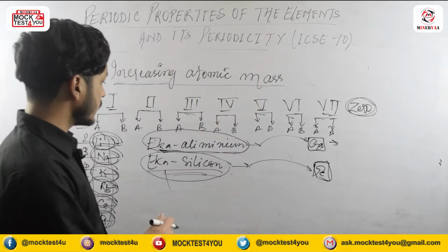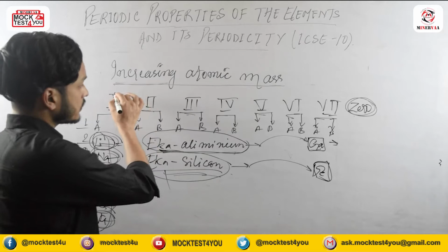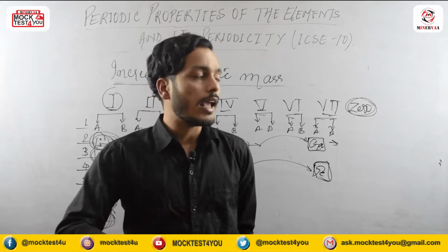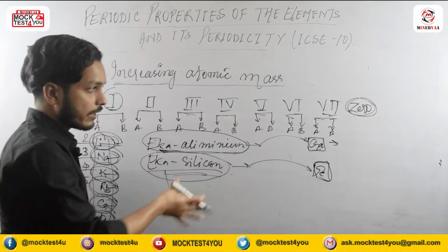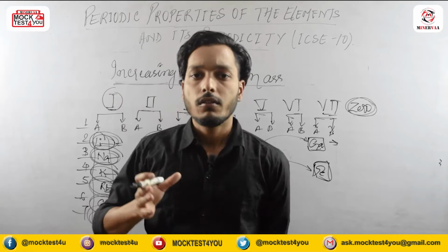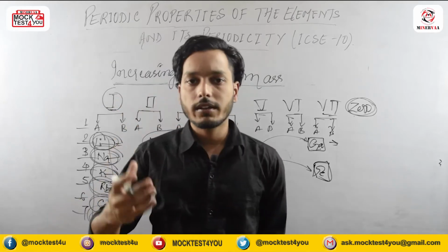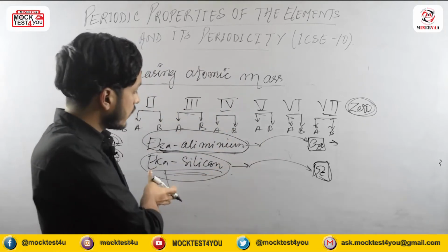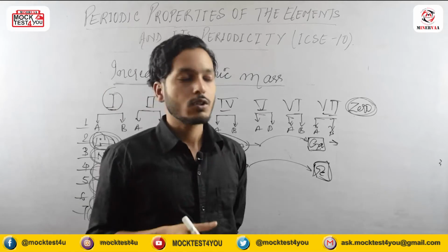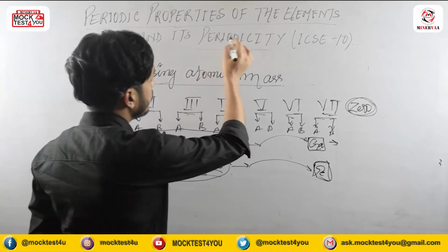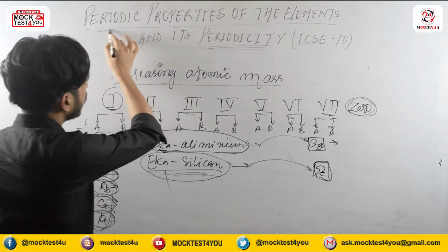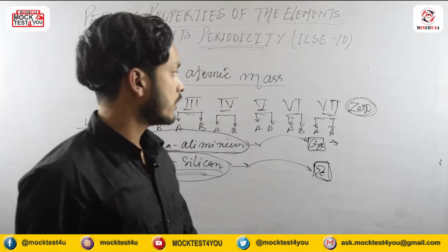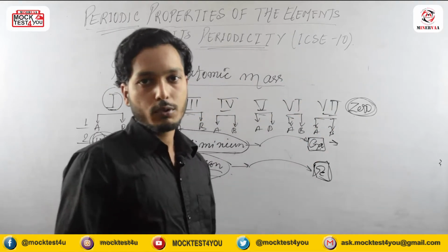Now next, with this Mendeleev periodic table, for the first time we understood that we can study the elements by arranging them in a table like this. We came to know for the first time that we can arrange the elements in the form of a table and study them. So for the first time the word periodicity, or periodic table, came into existence with this Mendeleev periodic table. So this was all about the Mendeleev periodic table. I hope you have understood this.